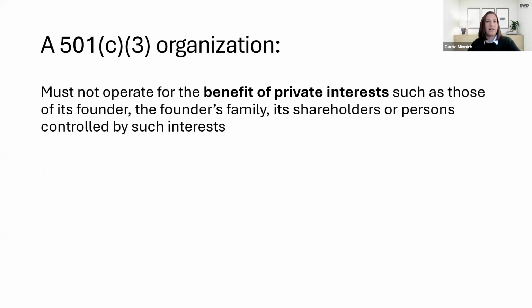And similar to that, 501c3 organizations must not operate for the benefit of private interests. So this is very similar. An example here would be if an organization provides scholarships, and scholarships are awarded to the children of a board member to go to college. That could be seen as that individual benefiting from their relationship serving as an officer or a board member. So again, we just want to make sure that any transactions with related parties are documented, reviewed, and approved.